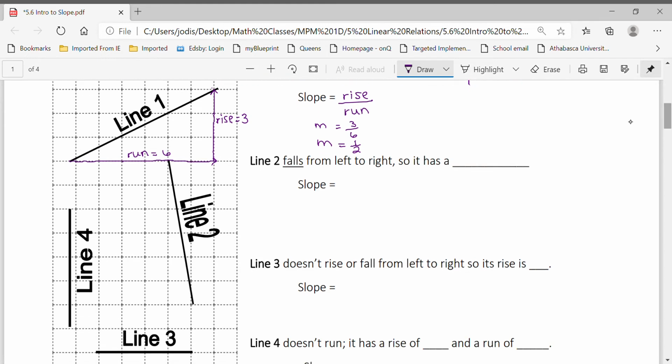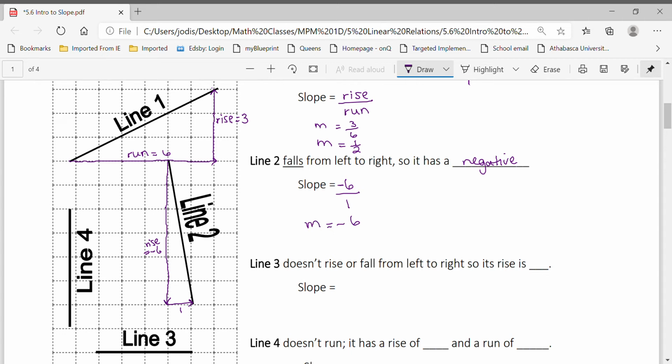If we take a look at line number 2, it falls from left to right, so this one's going to have a negative slope. Again, we do our rise from the top to the bottom here. This is our rise, and if we count squares, it's 1, 2, 3, 4, 5, 6 again. Then our run, always going from left to right, is just 1 square. So our rise is 6, our run is 1. Our rise is negative 6, so watch out for that. Because we went down, our arrow is pointing down, that means it's negative. So our slope is just negative 6.